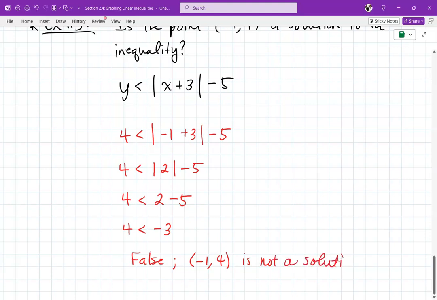If you get a true statement, then you say that it is a solution. So you'll write yes. So you can put yes or no if you want. Okay? I'm just putting right here that it's a false statement, so it's not a solution. But you can write yes or no. Okay? You don't have to write a big old sentence or anything like that. But that's what you have to do at the very end.